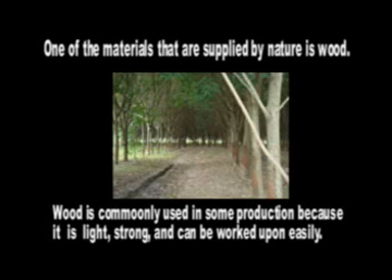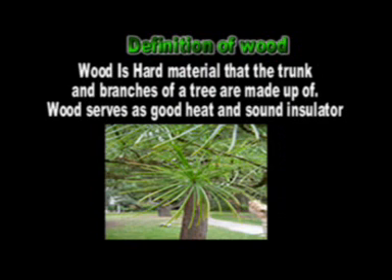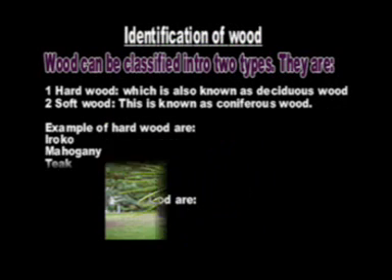Introduction: one of the materials that are supplied by nature is wood. Wood is commonly used in production because it is light, strong, and can be worked upon easily. Definition of wood: wood is a hard material that the trunk and branches of a tree are made up of. Wood serves as a good heat and sound insulator.